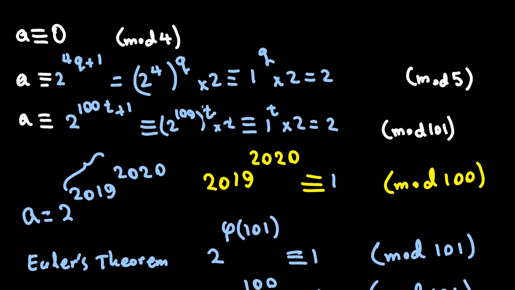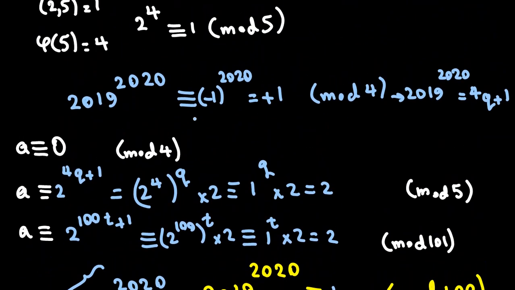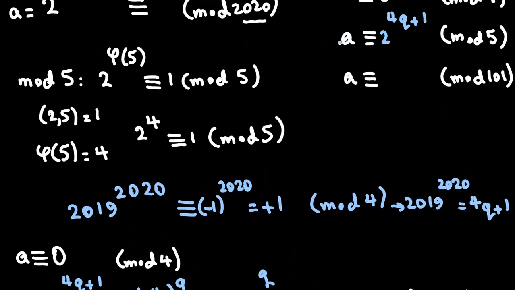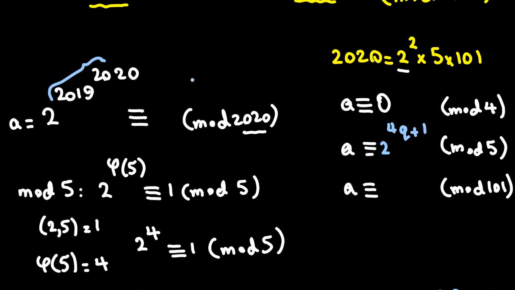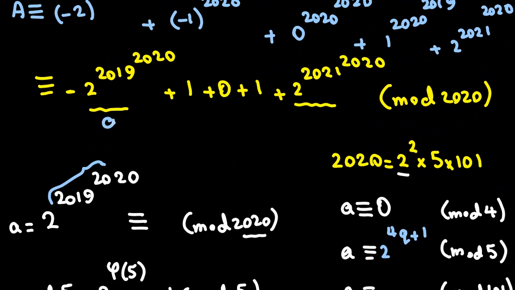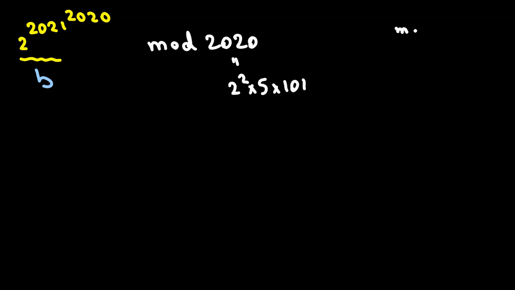So we found this for a. A was this number. Now I want to find b. Okay, if I want to calculate this, I want to calculate mod 2020. It is exactly similar. Because you factorize, 2020 will be 2 squared times 5 times 101. We want to find it mod 4, mod 5, and mod 101.